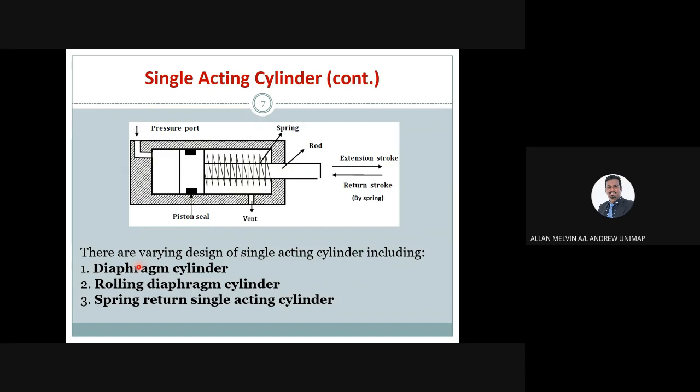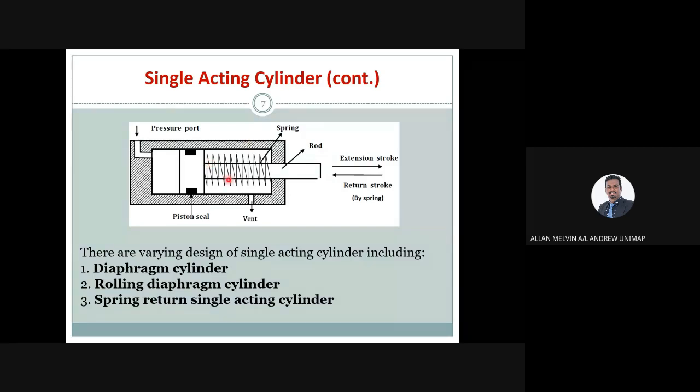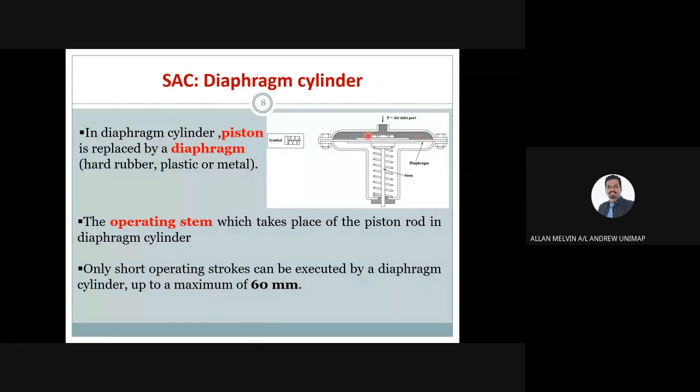Okay, so there are varying designs of single acting cylinder, including diaphragm cylinder. You have a rolling diaphragm cylinder and also spring return single acting cylinder. Okay, so we'll see first one, diaphragm cylinder. So diaphragm cylinder, so piston. Yang ini adalah piston. So piston is replaced with diaphragm. Okay, diaphragm. So the diaphragm can be a hard rubber, plastic or metal. So in between ada ini. So udara masuk, so it will push the diaphragm. So diaphragm akan masuk. Okay, masuk. And also, so it will make the necessary application lah.